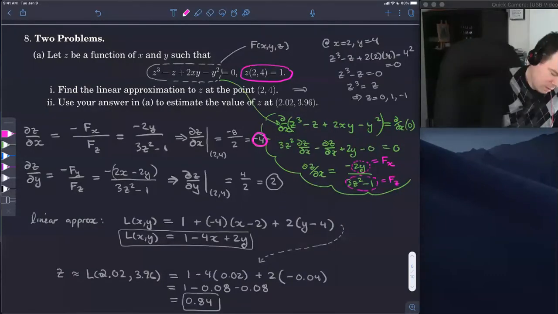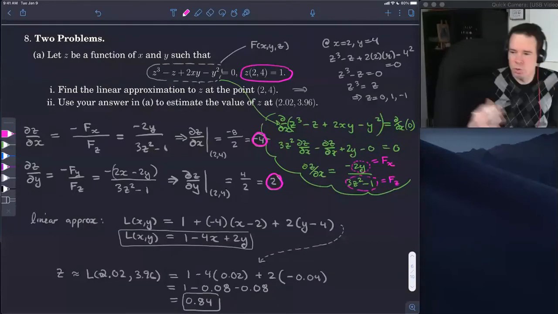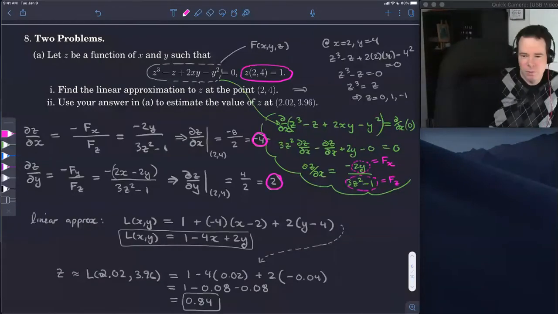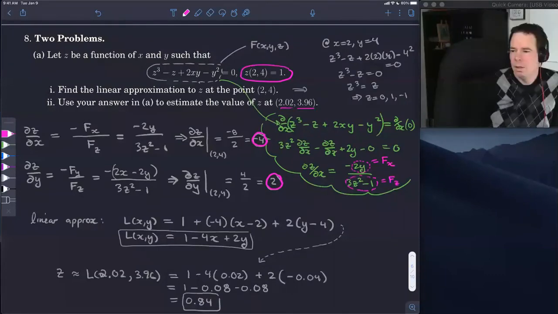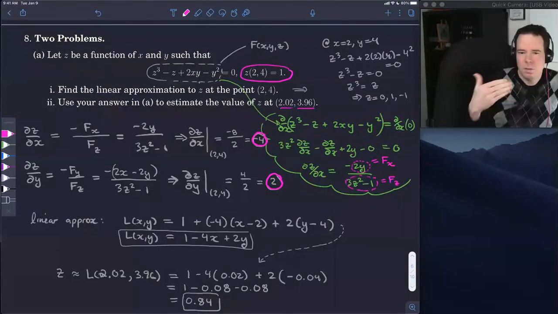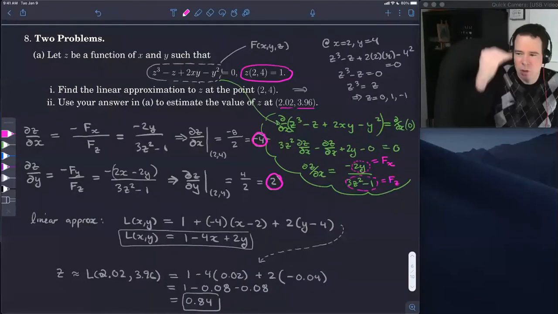So these two are telling me that there's sort of a battle going on here. If I move in the x direction, I drop. If I move in the y direction, I increase. So what happens if I move to this point? Well, I move 0.02 units in the x direction. And for each of those units, I drop by 4. So I'm actually going to drop by 4 times this number, so negative 0.08.